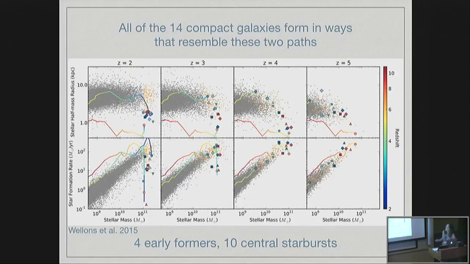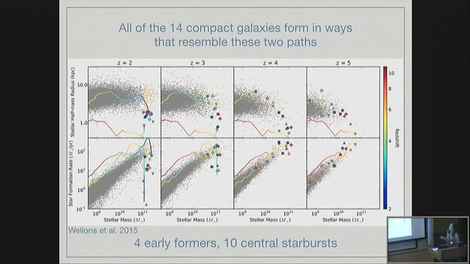Now, when I look at all 14 of these galaxies in detail, I see that all of them form in a way that resembles one of these two paths or some combination thereof. While the two mechanisms themselves are quite distinct, an individual galaxy could be more or less affected by either one. But I've color-coded the compact galaxies according to which formation mechanism was dominant. The ones that I've colored in red are the early formers. If we go to redshift 5, we can see that these are some of the very most massive galaxies that are present in the simulation at that high redshift, and they already have small sizes.